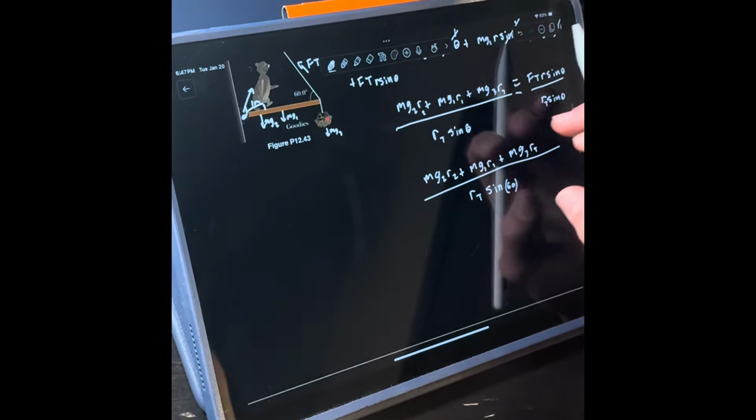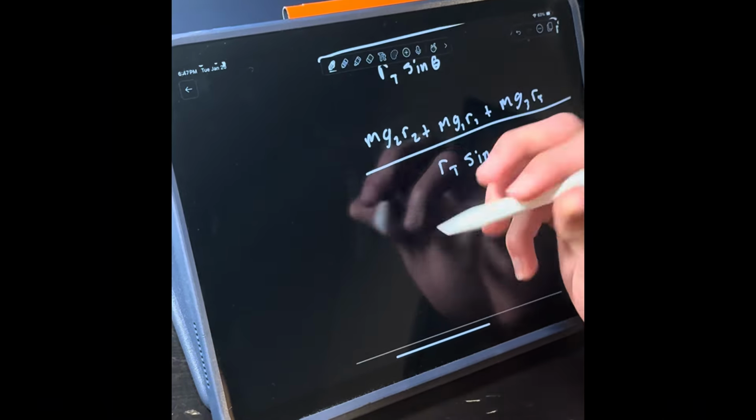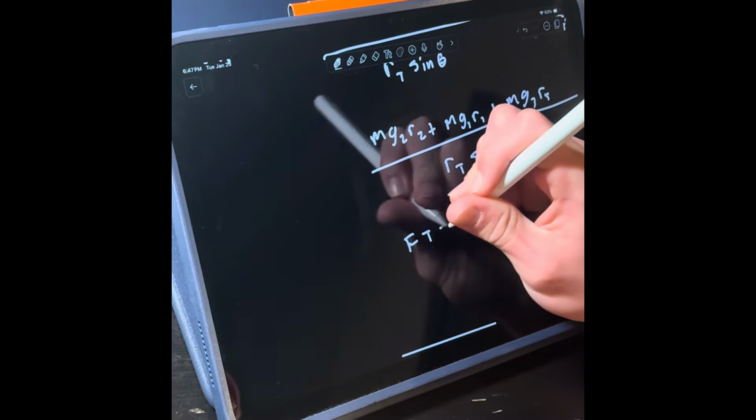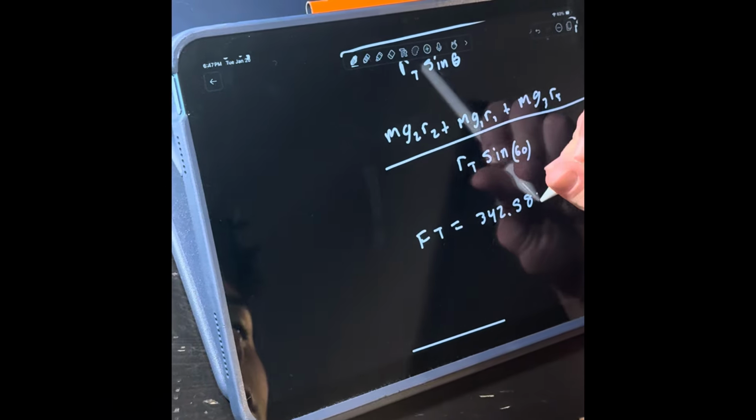So knowing all those, just looking at the problem, we don't have to solve for anything, it's all given. We get that the force tension equals 342.58 newtons.